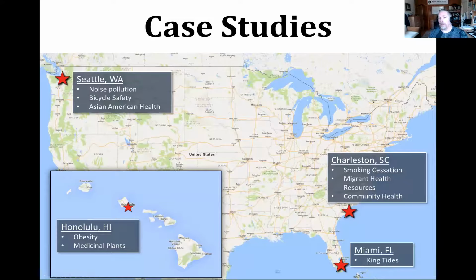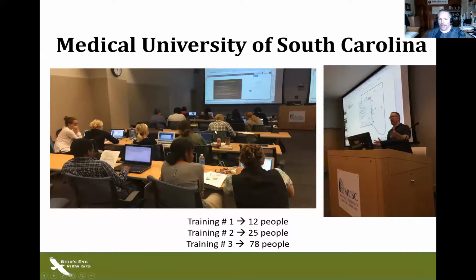So for this Community Health Maps project, like I said, we've been all over the country. We've been to Seattle several times, Honolulu, Charleston, South Carolina, and Miami, Florida. I'll just quickly cover what this looks like. I'll usually go into one of these places and do a half-day training.